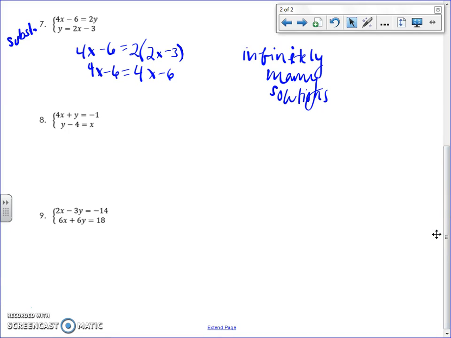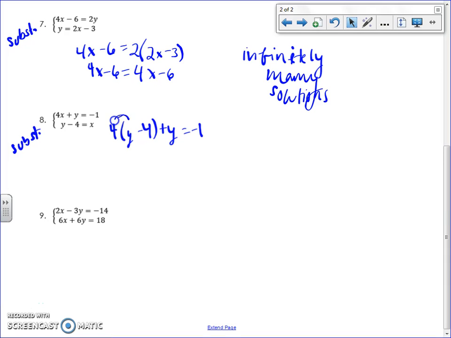Number 8. I'm going to go ahead and use substitution method as well for this problem. Since I see this x all by itself, I see one of my variables isolated already, I'm going to take advantage by plugging this into my x on my first equation. So I would have 4 times y minus 4 plus y equals -1. I just took the x and substituted it with y minus 4.